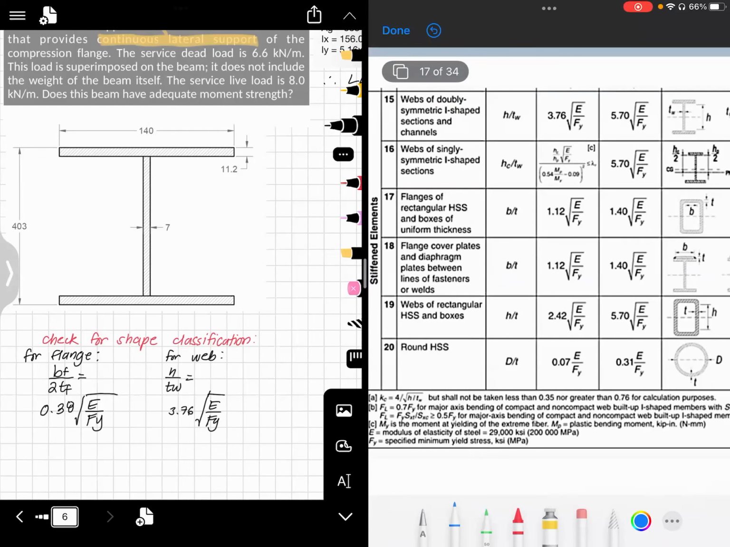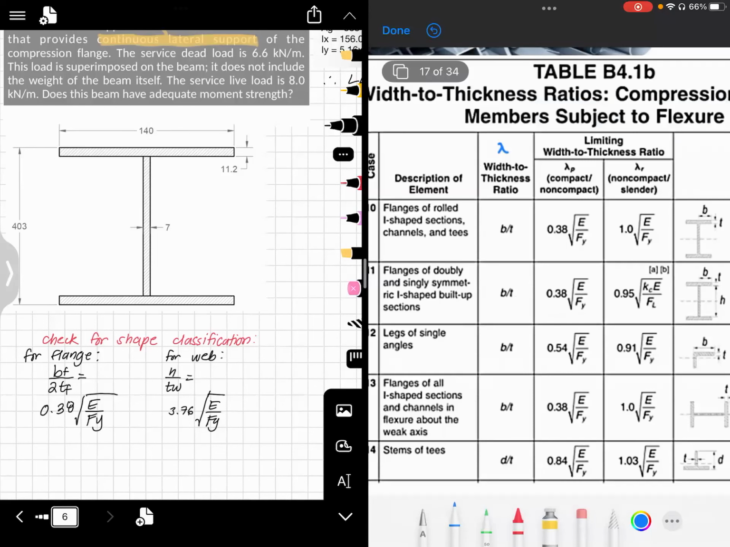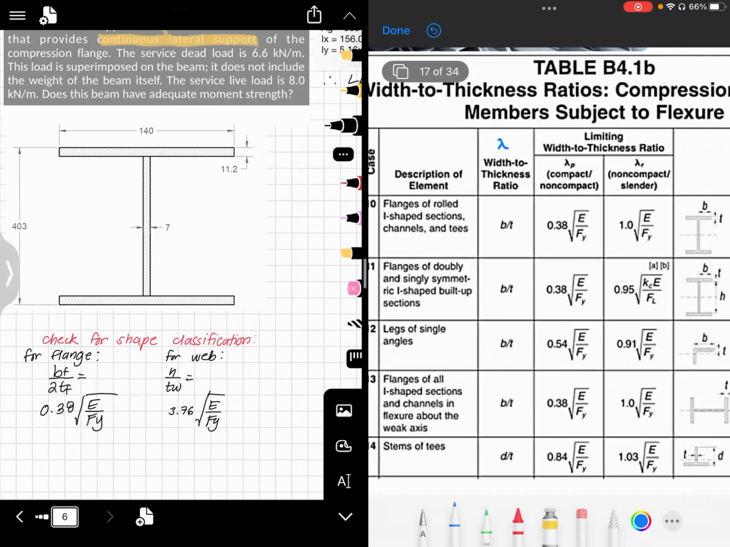So, ang pag-check kung compact or not, your BF over 2TF should be less than this. Tapos, kung greater dyan, magiging siyang non-compact. Kapag greater than dito, tapos less than dito, non-compact. Kung yung width to thickness ratio natin is greater than also dito, saka siya magiging slender. So, yun yung ano natin for checking if compact siya or not. So, check muna natin. Let's see.